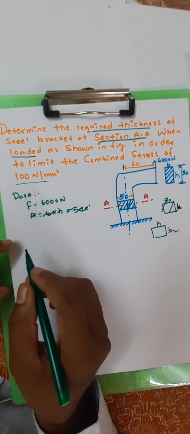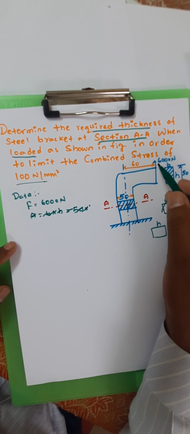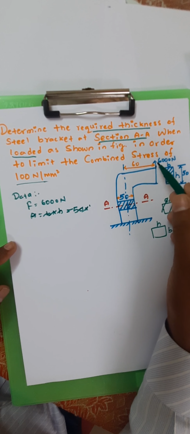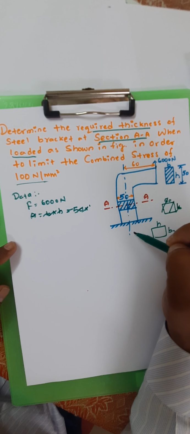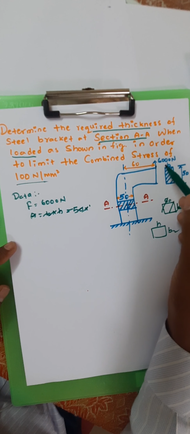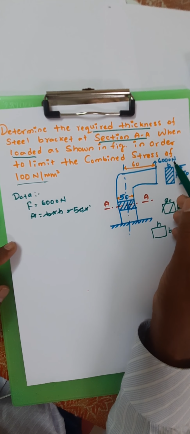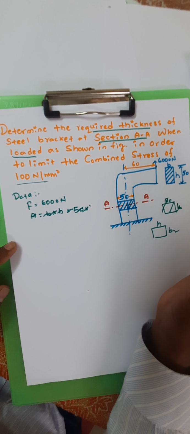Okay, you can see here what we have. There is a force which is acting somewhere here. This is the centroidal axis of this steel bracket, but the line of action of the eccentric load is parallel, but it does not exactly coincide with the centroidal axis. For that we will call it an eccentric load. Here F is equal to 6000 newtons, which is acting here.